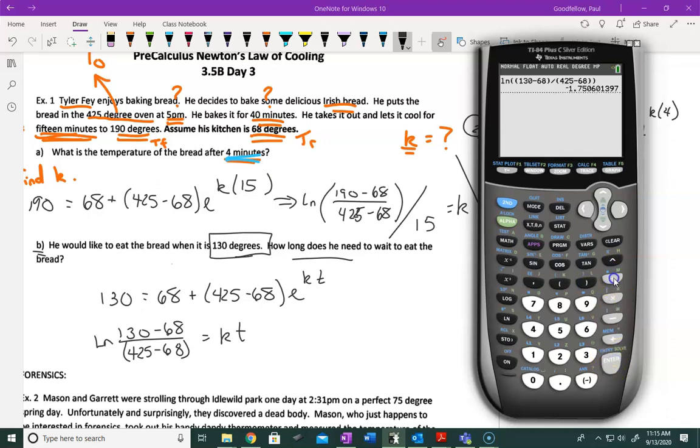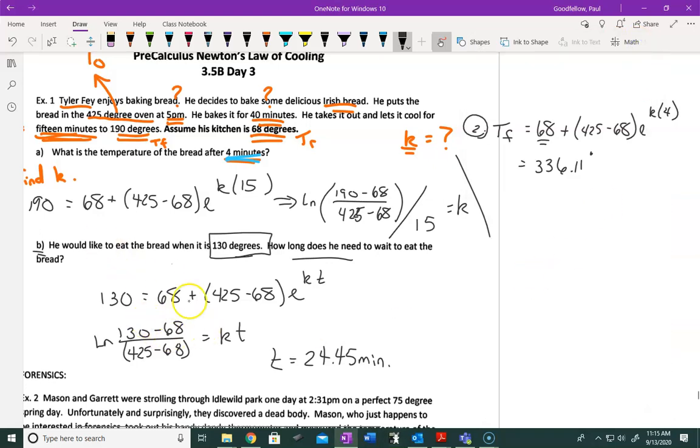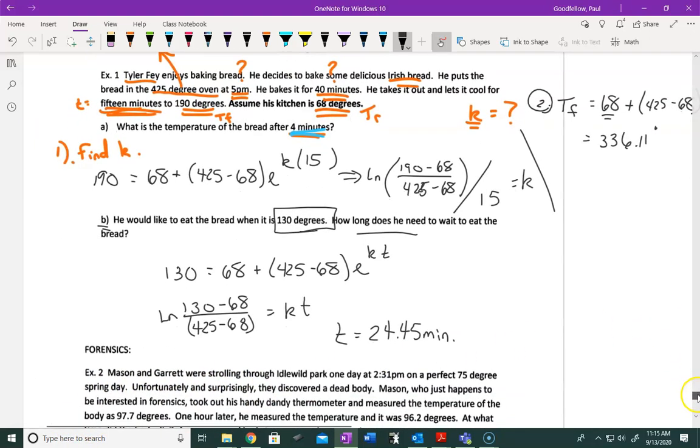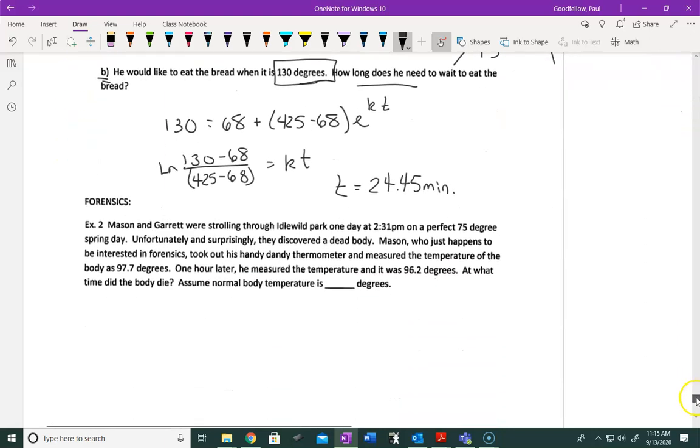Take this answer and divide by alpha k, and we've got an answer for time. He should wait 24.45 minutes before he actually bites into it at 1:30. Okay? Now, the basic idea is that the cooling concept is really there to ensure that it never gets below room temperature. And that's how that process works.